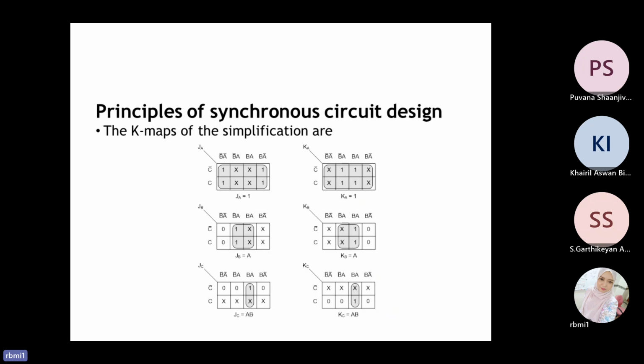Okay, note that this is just one way to design a mode 8 counter using JK flip-flop. Okay, other implementations are possible depending on the specific requirements of the circuit.